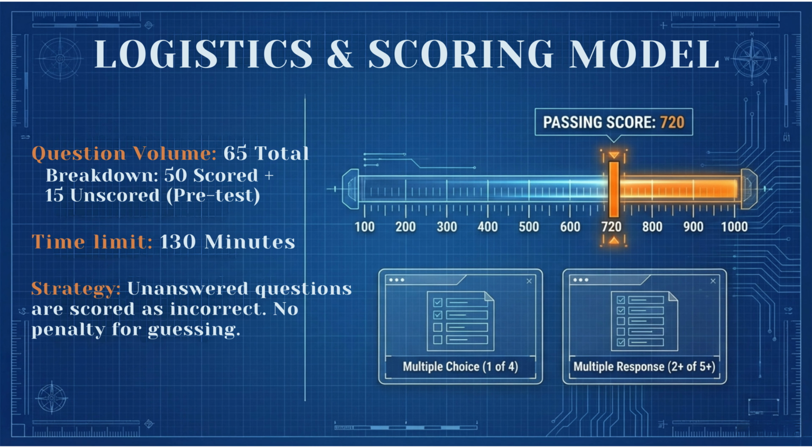How do you pass? The exam uses a scaled score between 100 and 1000, and you'll need a minimum of 720 to succeed. It's a compensatory model, meaning you don't have to pass every single section, just achieve a high enough overall score to prove your competency. Unanswered questions are marked as incorrect, so there's no penalty for guessing. Make sure you answer everything.